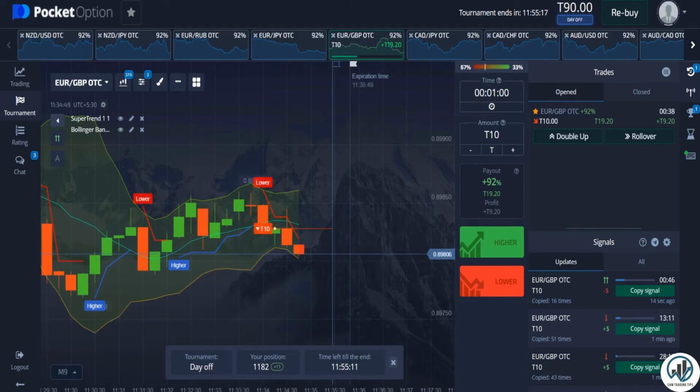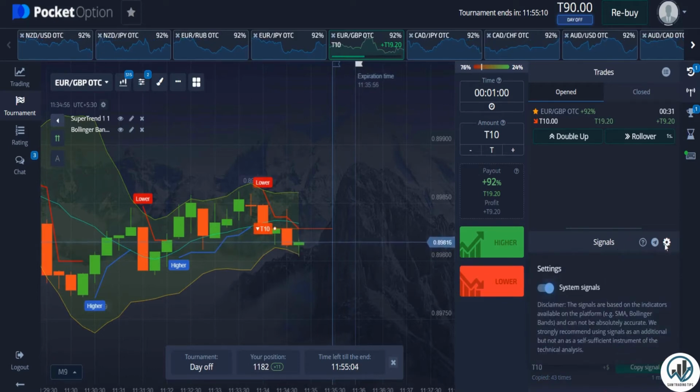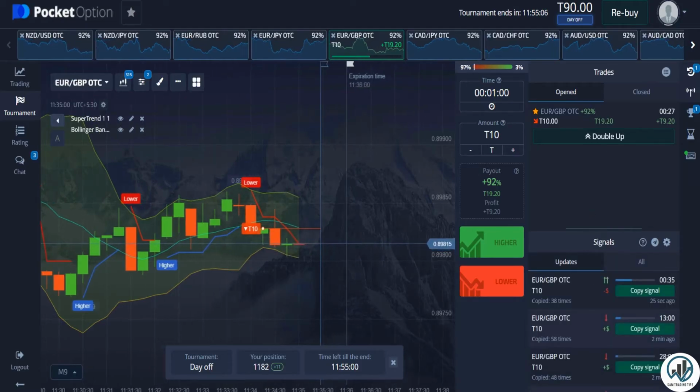Candle time frame is 15 seconds and expiry will be 1 minute. Avoid trading during news release time. The best trading times are the European session and the New York session. This indicator system can be used on any currency pair.